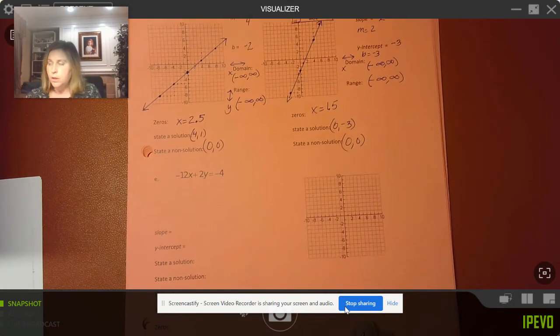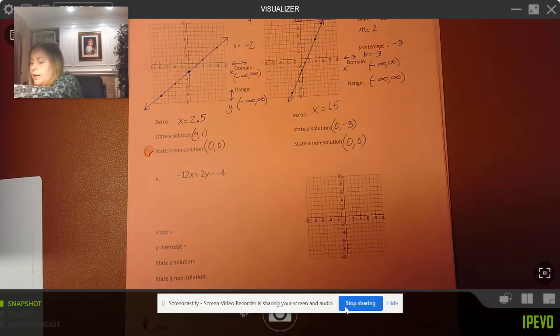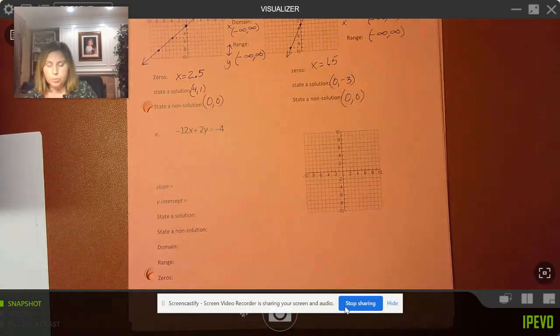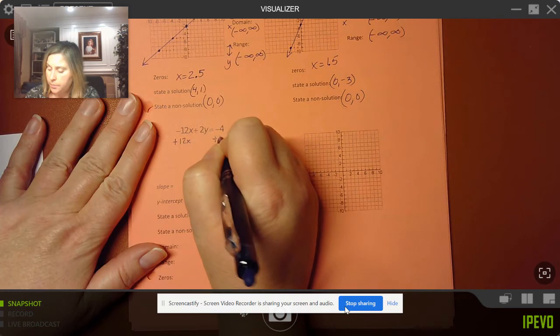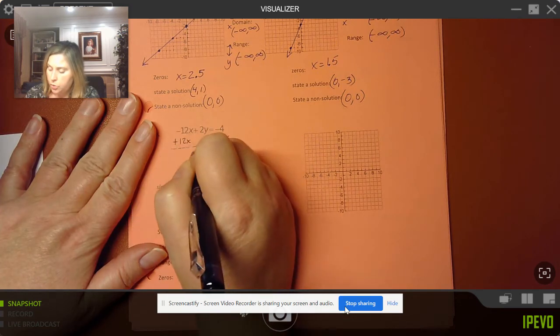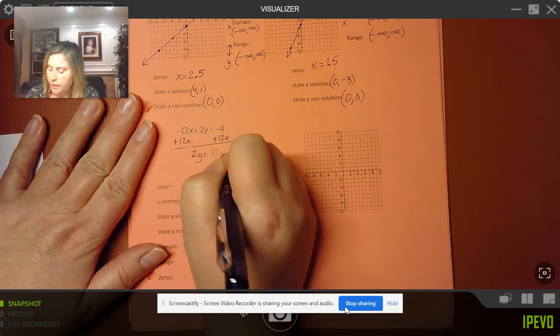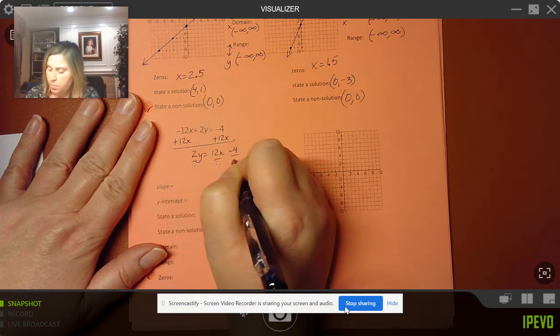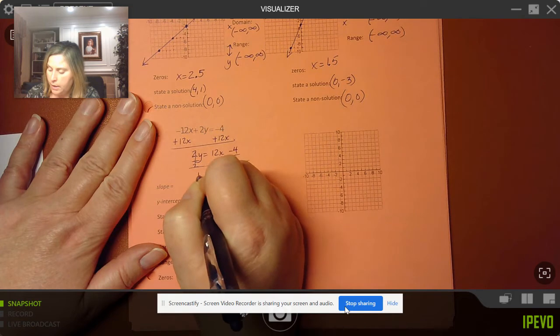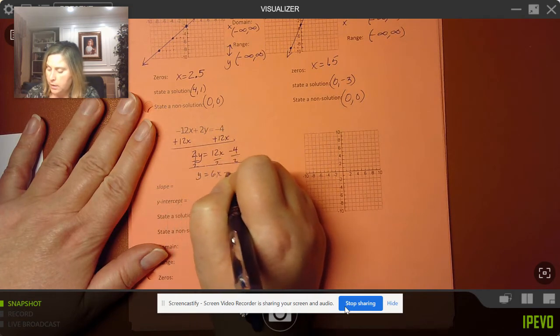Okay, letter E. This is also not in slope-intercept form. So we want to get it in slope-intercept form to make our graphing a little bit more convenient. So we want to isolate the variable y. We want to get y by itself. So we will add 12x to each side. This gives us 2y equals 12x minus 4. And then we'll divide each term by 2 to get y equals 6x minus 2.